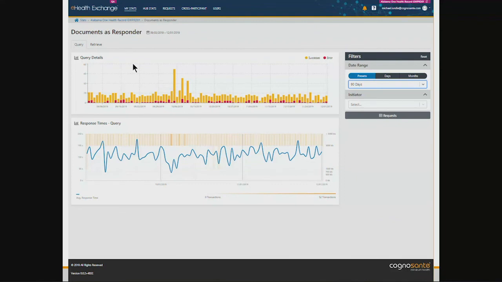This is the same view, but I changed the filtering on it so you could see how it renders with a larger time frame. This is over a 90-day period, so you can get a feel for how the charts change. You can see the trends over time.